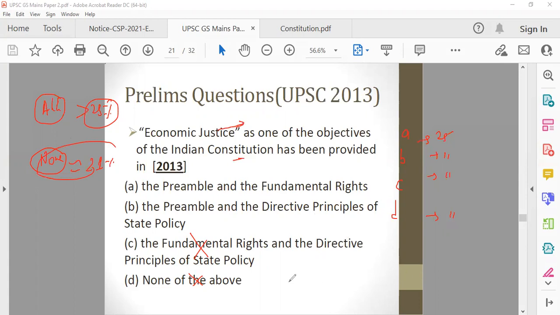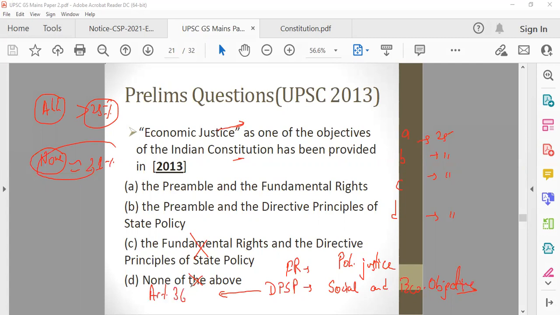Now, what about FR and DPSP? One thing you have to remember is FR promotes political justice. And DPSP promotes social and economic justice. You may have read these things again and again in Lakshmikant also: social objective, political objective, economic objective. DPSP is article 36 to 51, which talks about directive principles of state policy, part 4. There you will see equal pay for equal work, free legal aid, and all those things. FR is in article 12 to 35, part 3. You have to go home and revise these if you have not yet studied them.